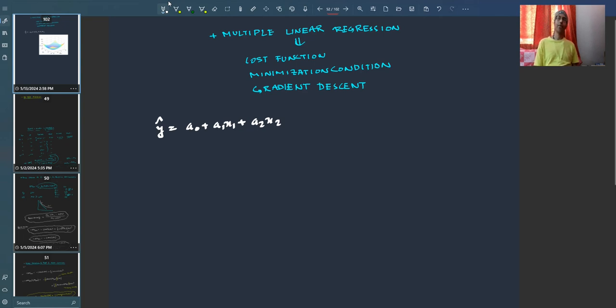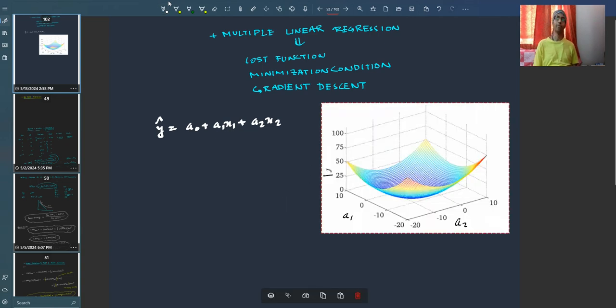Okay, this is our equation, friends. Now for this equation, how will the gradient descent look like? Instead of being a two-dimensional curve, it will look like a bowl, friends. It will look something like this. You can see a1 is here, a2 is here, and this is how the curve looks like. So we still have a single global minima. The curve is still convex, but it becomes a three-dimensional bowl instead of a two-dimensional curve.